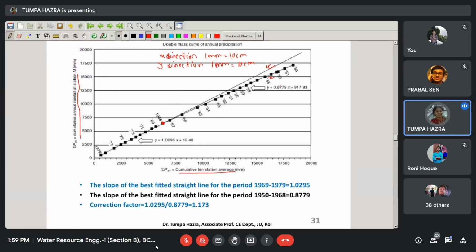Now, whenever it is inconsistent in nature, obviously you now have to correct the data. So how will you correct the data?